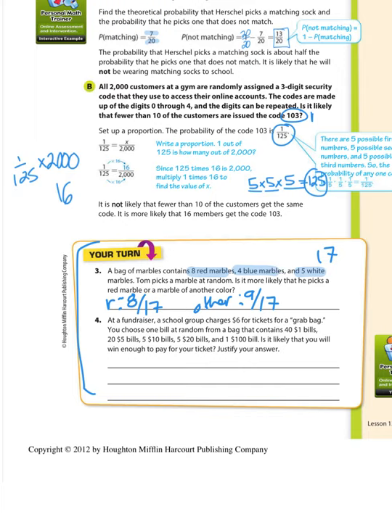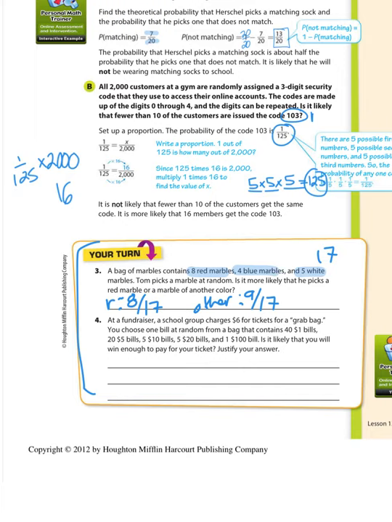All right, number 4. At a fundraiser, a school group charges $6 for tickets for a grab bag. You choose one bill at random from a bag that contains 40 $1 bills, 20 $5 bills, 5 $10 bills, 5 $20 bills, and 1 $100 bill. Is it likely that you will win enough to pay for your ticket? Justify your answer. Okay, so it costs $6.